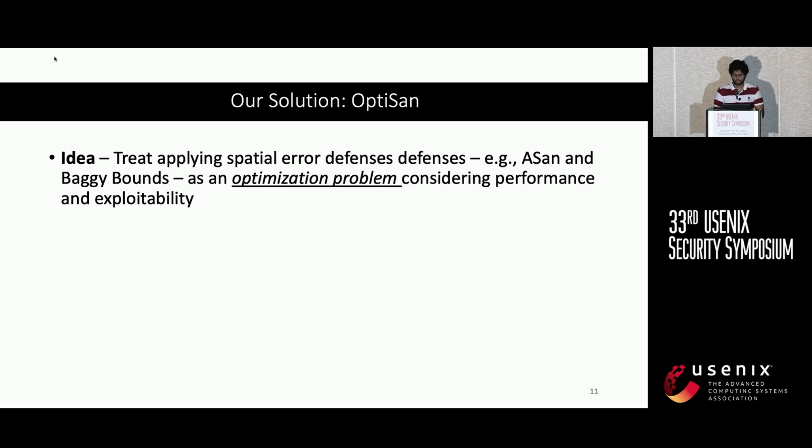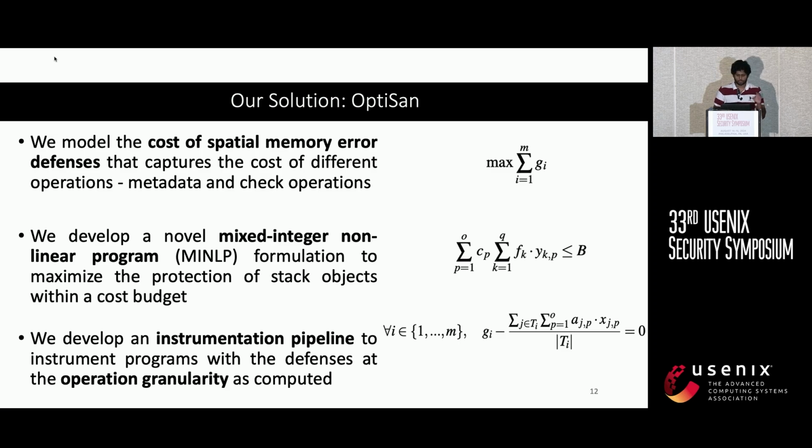So our basic idea is that since there are these clear trade-offs, we treat this as an optimization problem. We model the cost of spatial memory error defenses by modeling the individual operations that the defense may perform. We develop a formulation where the objective is to maximize the protection by modeling exploitability as well as considering the performance. And we develop an instrumentation pipeline wherein we're able to instrument the program specifically considering the individual operations a defense may perform. On the right-hand side, we just highlight some of the formulae from our formulation, and you can find more details in the paper.